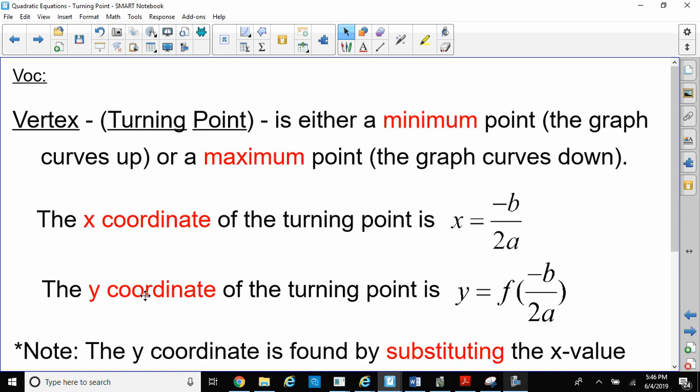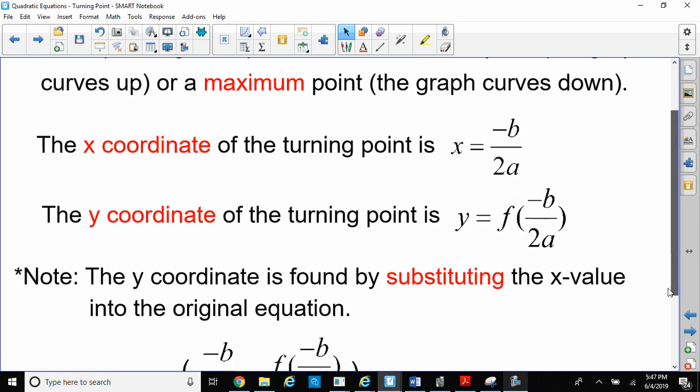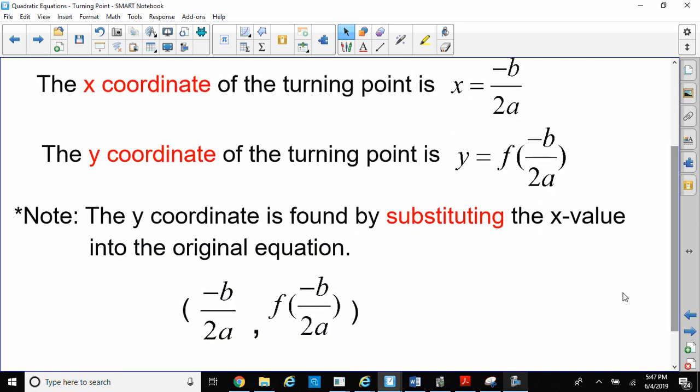to find the y-coordinate of the turning point, which is y equals f of negative b over 2a. That's the function of negative b over 2a. So note the y-coordinate is found by substituting the x value into the original equation. You may see this coordinate: negative b over 2a, comma, f of negative b over 2a.